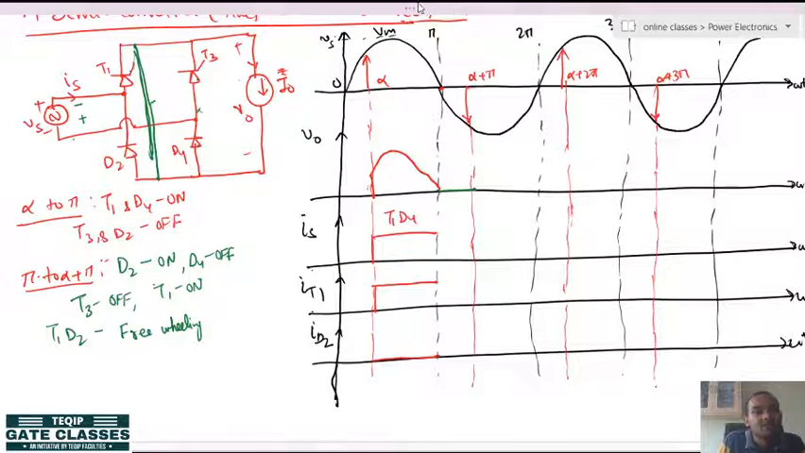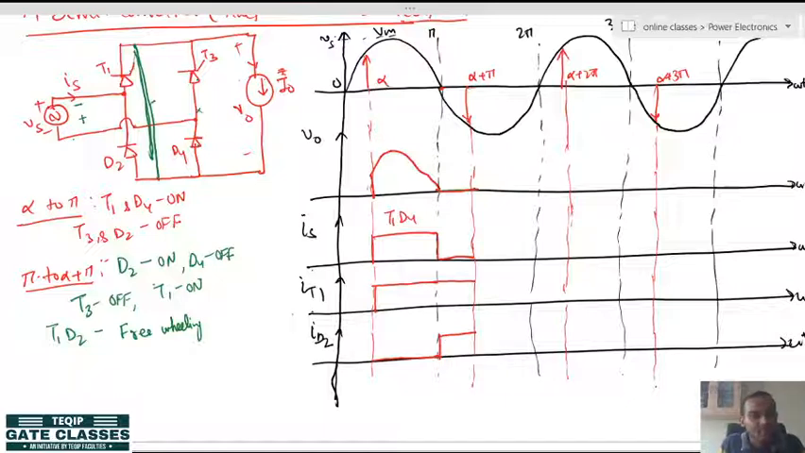Since the load is disconnected from the source, the source current will also be 0 and the output voltage will also be 0, because this T1 and D2 shorting is causing a freewheeling effect. So, in that case what is conducting? T1 is still conducting, and diode D2 will start conducting from this point. So, no problem here.